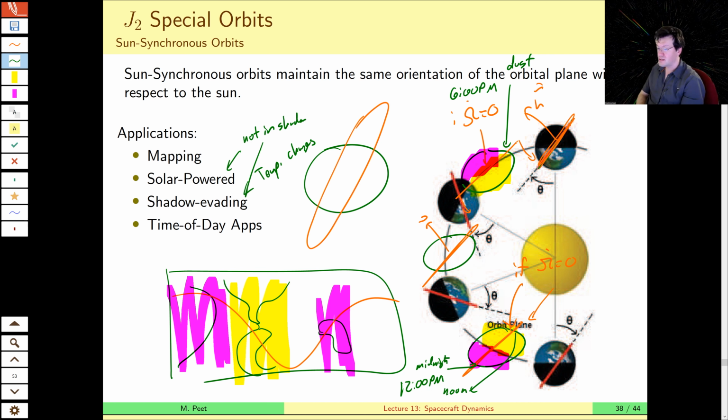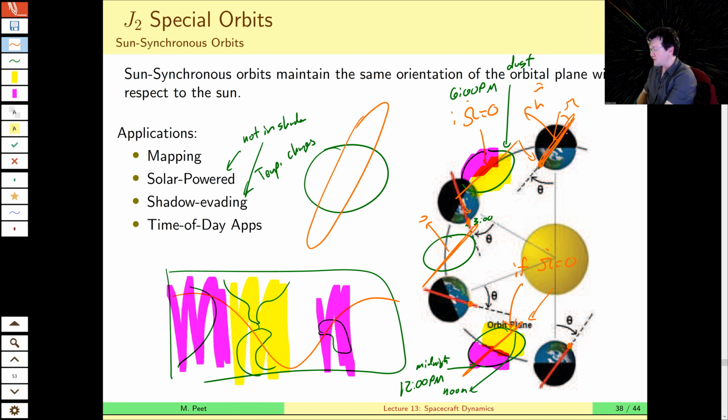So now here, if we look at the actual pictures, this is like a 3 p.m. orbit, 3 p.m., 3 p.m., 3 p.m. orbit. But this requires, of course, that the orbit change its right ascension over time, right?